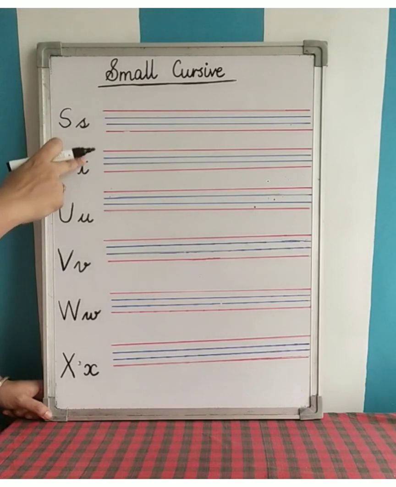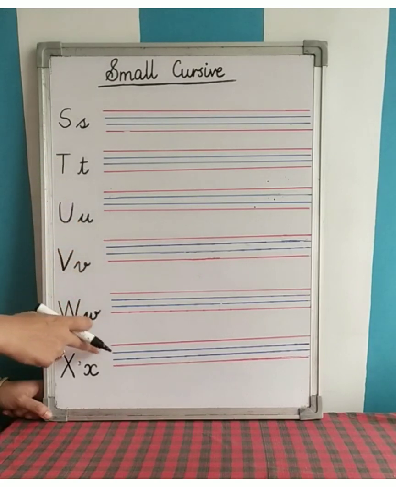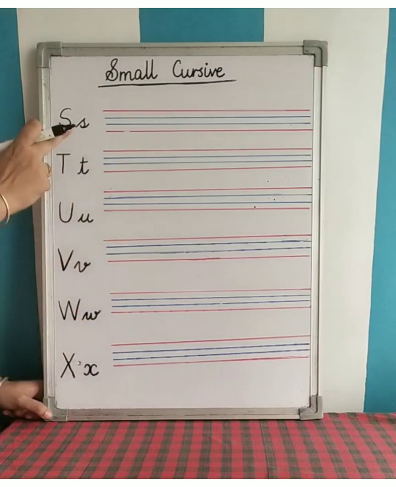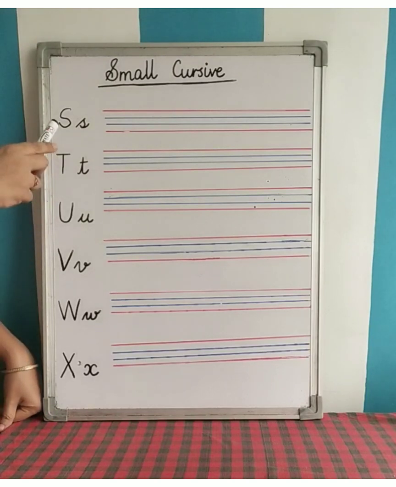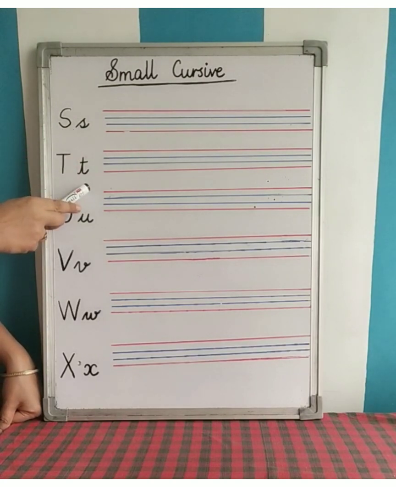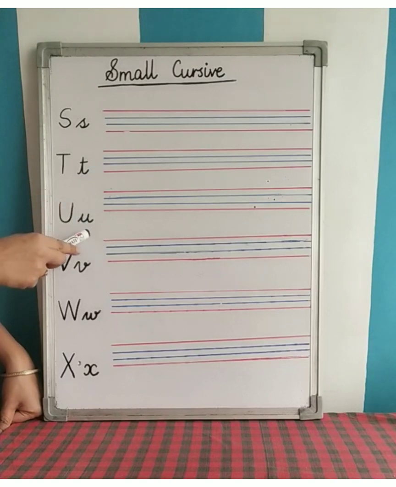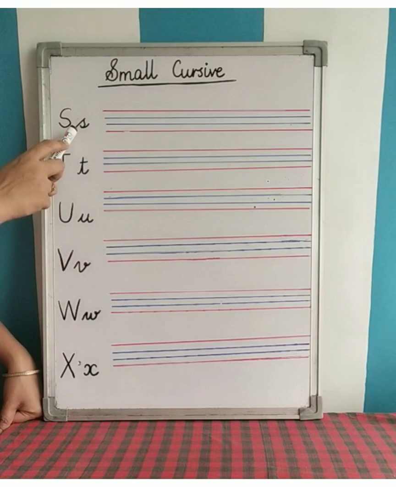Let us begin. S, T, U, V, W and X. So we will start with recognizing all these letters. Let us start. Capital S, small s, capital T, small t, capital U, small u, capital V, small v, capital W, small w, capital X, small x. So now you can make out the difference.